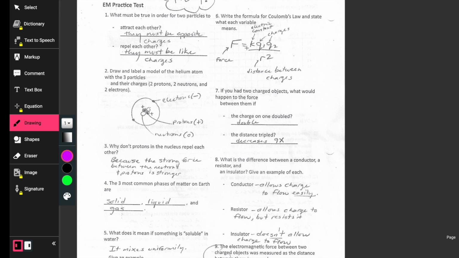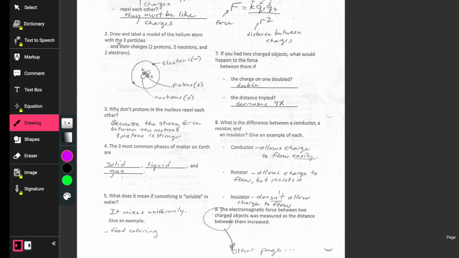Number one, what must be true in order for two particles to attract each other? This gets confusing because we finished up talking about magnetism, but now we're back to electricity. For two particles to attract each other, they must have opposite charge. To repel each other, they must be like charges. If this is a magnetic object, it has to have opposite poles or like poles. So a charge and a pole are not the same thing. Okay?